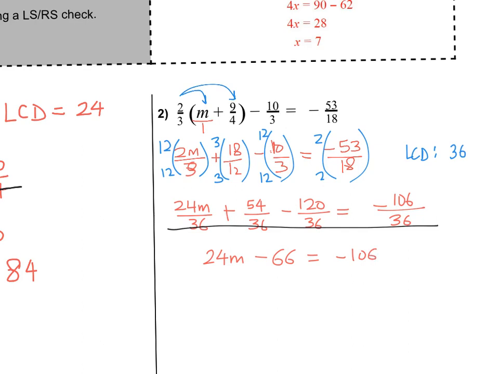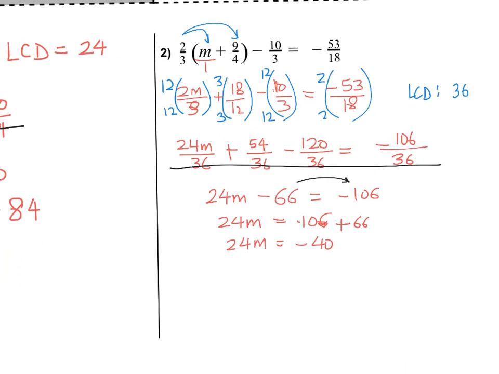Now we're going to simply combine like terms across the equal sign. So we're going to move negative 66 to the other side, and it's going to turn positive. So it's going to be 24m equals negative 106 plus 66. So 24m equals negative 40. Now to solve for m, I just need to divide both sides by 24 and reduce the fraction. m is going to be negative 5 over 3.